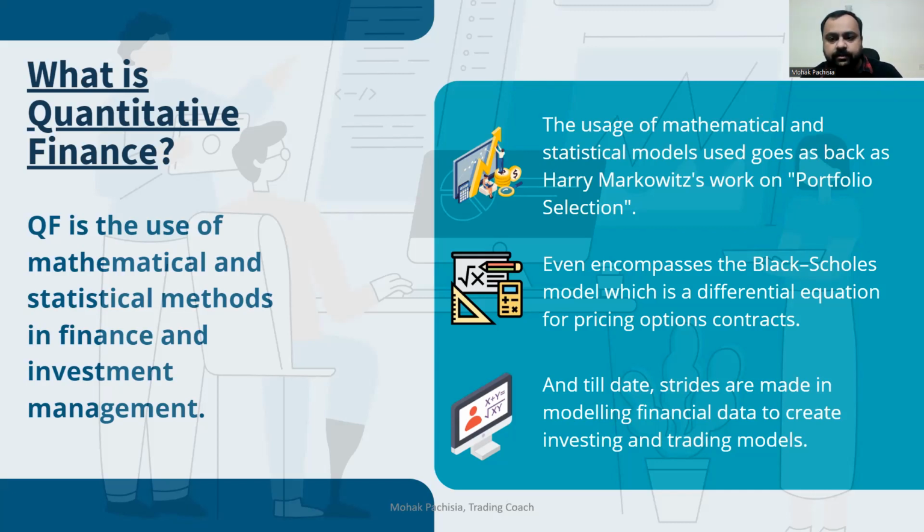The Black-Scholes model for option pricing also comes under quantitative finance. After all, it's a differential equation, so a lot of math is there. A lot of statistics and maths is used. And even today, quantitative finance is not just consumed within stats and math. There's a lot of computation, and there are a lot of open source tools available. We'll discuss examples.